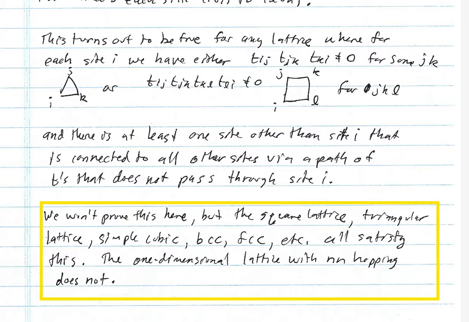The only lattice that does not, that you commonly will encounter, is a one-dimensional lattice with nearest neighbor hopping, and that's because it does not have another site I that is connected to all other sites via a path of t's that does not pass through site I, because on the one-dimensional lattice there is only one way to pass through site I if I have nearest neighbor hopping.